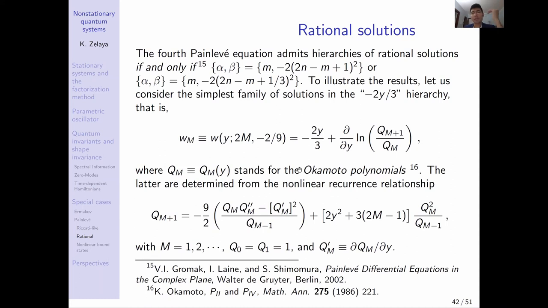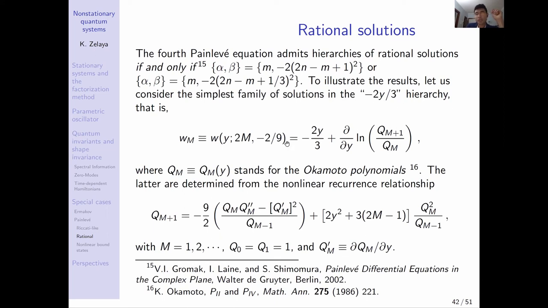In the case of Painlevé 4, it is well known that there are three hierarchies of rational solutions. And all the rational solutions of the Painlevé 4 equation are given by these three hierarchies. The problem with these hierarchies is that most of these solutions have zeros in the real line. And as we mentioned previously, if the solutions have zeros, we will generate singularities. So among all the rational solutions, the only one that does not generate physical problems is related to the minus 2y first hierarchy.